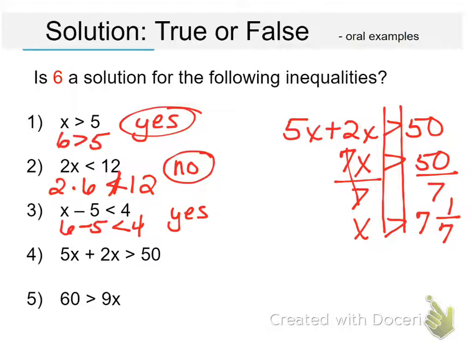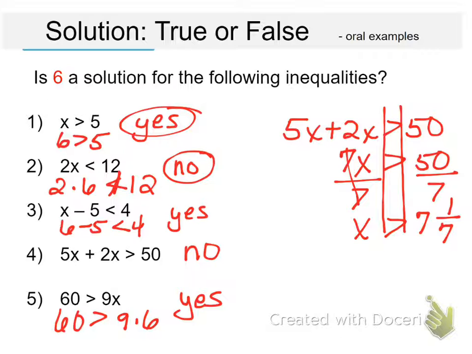Okay, so now if we put in 6, 6 is greater than 7 and 1/7. Is that a true statement? No. 6 is smaller than 7 and 1/7. So no, it is not a solution for that one. And then on number 5, 60 is greater than 9 times 6. Is that a true statement? That's actually correct, because 60 is 60 and 9 times 6 is 54. So yes, it is a true statement.